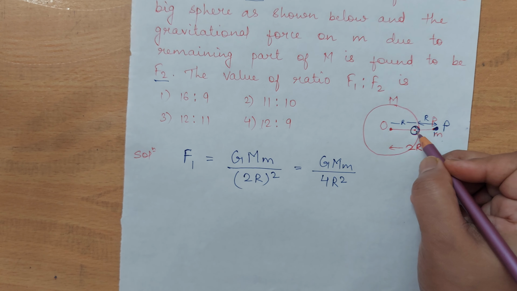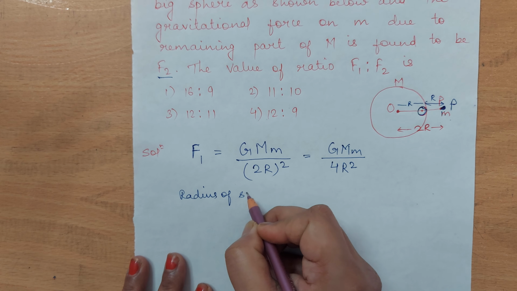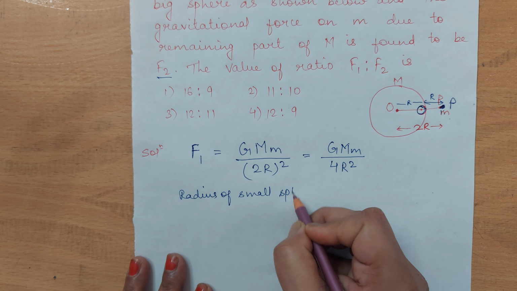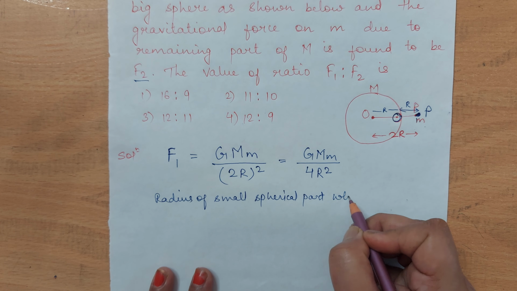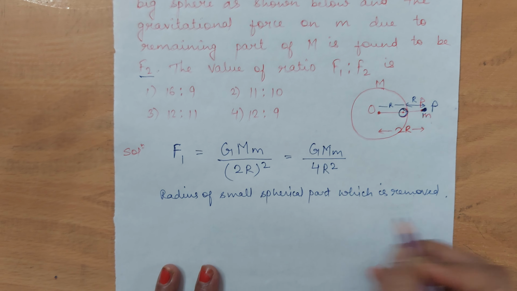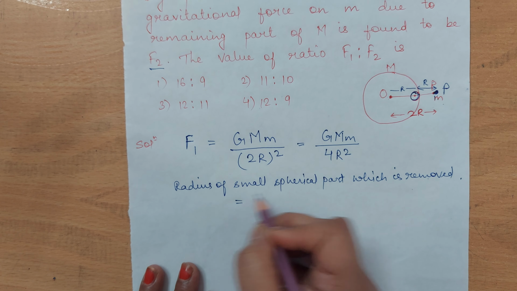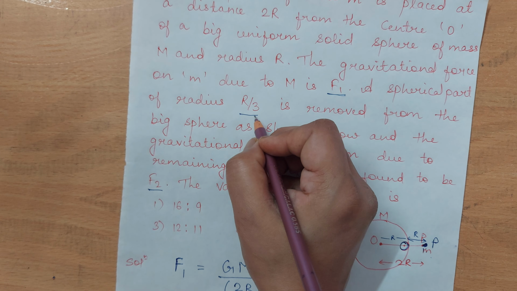So here the radius of the small spherical part which is removed from the big sphere, it is given in the question, is equal to r by 3.